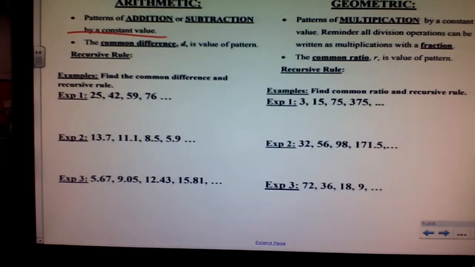So you're going to need to be able to write the recursive rule or write the equation with the common difference. Your recursive rule for anything that's arithmetic is a sub n minus 1, plus or minus d. D is your common difference. What am I adding or subtracting every time?